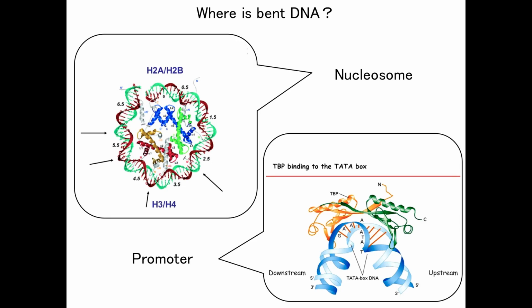Where are the bent and kinked DNA structures in the genome? This is the X-ray structure of the nucleosome. You know the nucleosome shows double-strand DNA bound to the histone. It means that we can see some bent DNA in the nucleosome. It looks like a smooth bending.